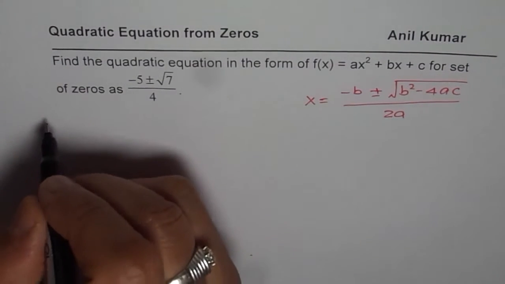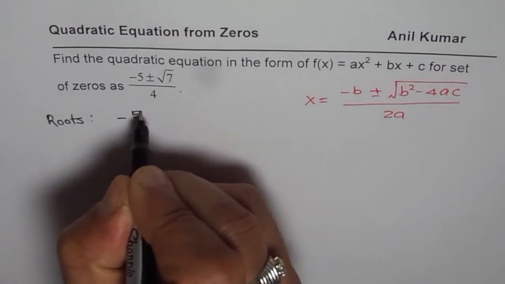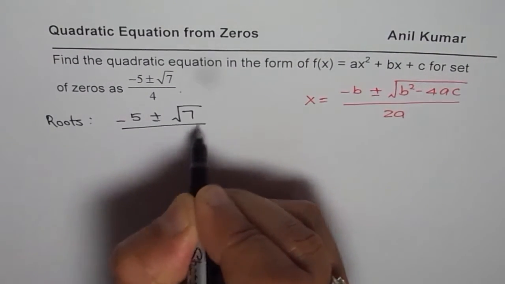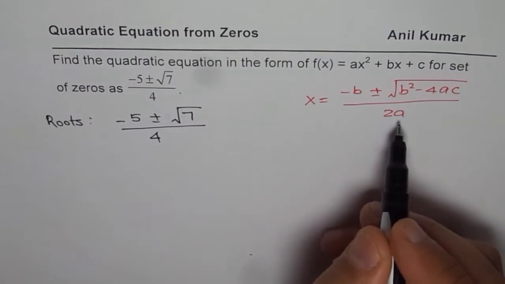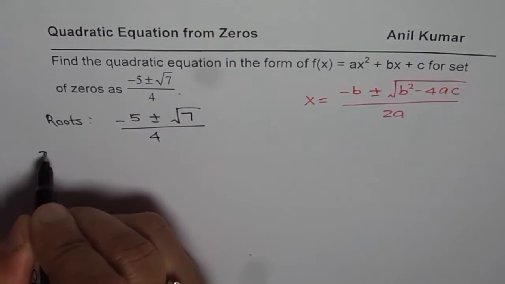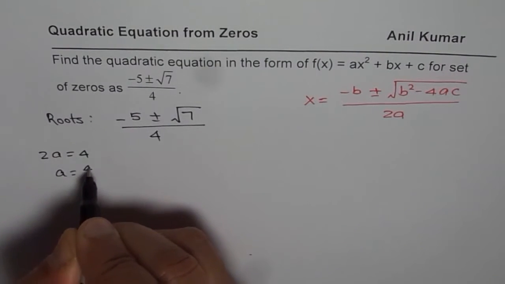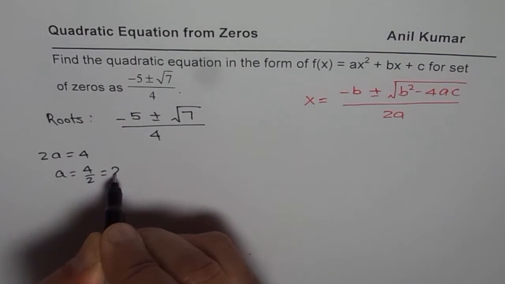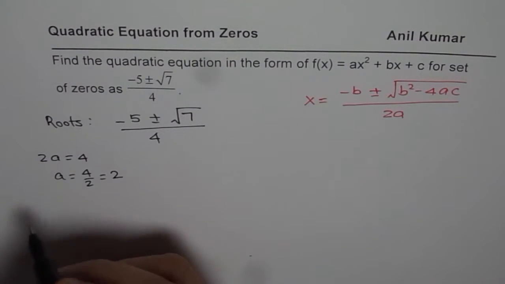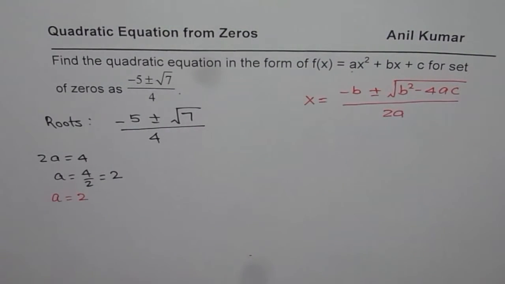Now the given roots are minus 5 plus minus square root of 7 divided by 4. So if you compare, what do you notice? You see 2a is 4, right? So we can write 2a equals 4. That means a equals 4 over 2, and that is 2. So we get one value. Let me clearly write down this value as a equals 2, right? So we found the leading coefficient.